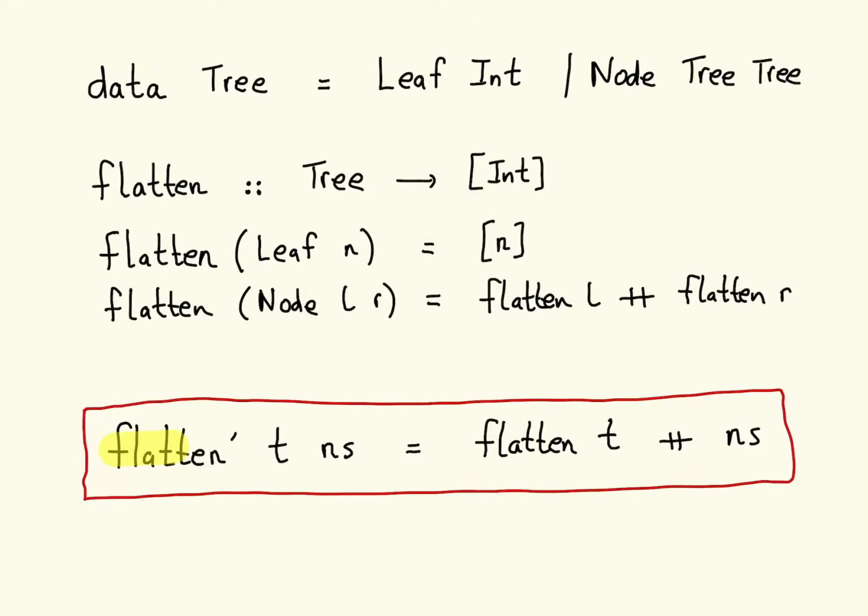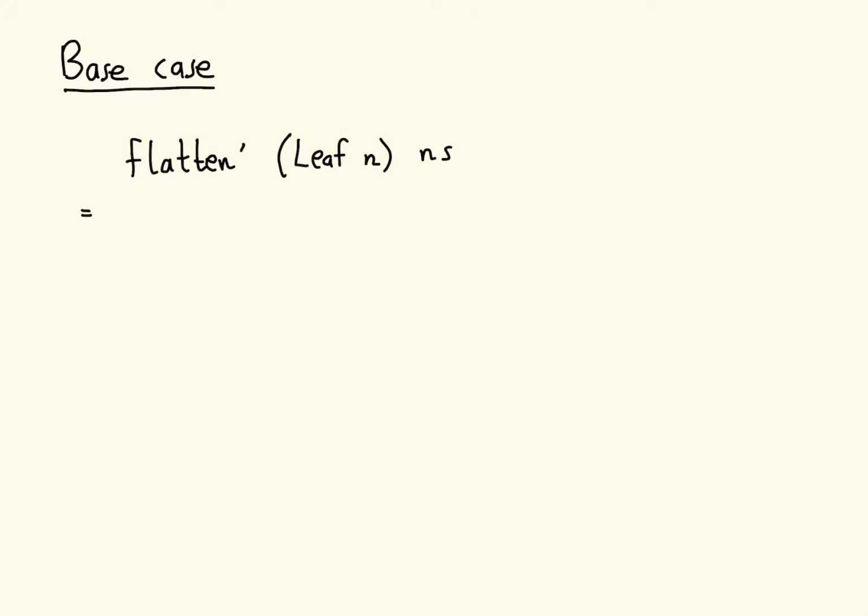On the left hand side, I've got flatten prime of leaf of n and ns, and what the specification tells me is that that had better be the same as flattening that leaf and then appending ns on the end. So if I simply use my specification at this point, and I won't write down the hints here, but they are important, and if I ask you this kind of thing in an exam, you need to write down the hints. The hint here is I just apply the specification, and I'm going to get flatten of leaf of n plus plus ns. So all I've done is apply the equational specification for flatten prime.